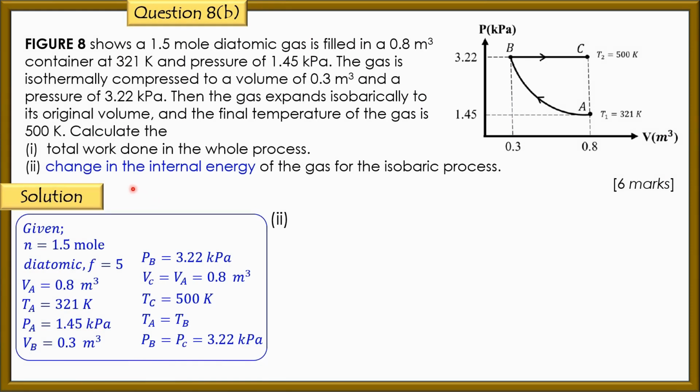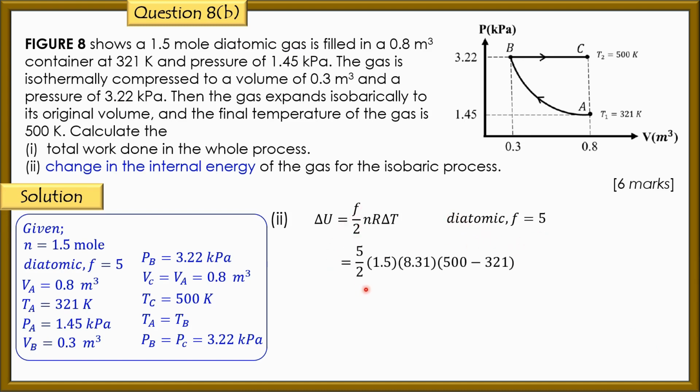Okay, next we want to calculate the change in internal energy of the gas for the isobaric process. Isobaric is from B to C. To calculate the change in internal energy, we will refer to the equation delta U equals F over 2 nR delta T. Here F is the degree of freedom. What type of gas is this? It is stated that it is a diatomic gas. So for diatomic, the degree of freedom is equal to 5.